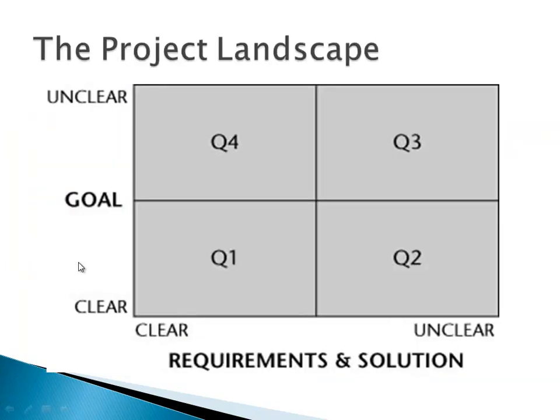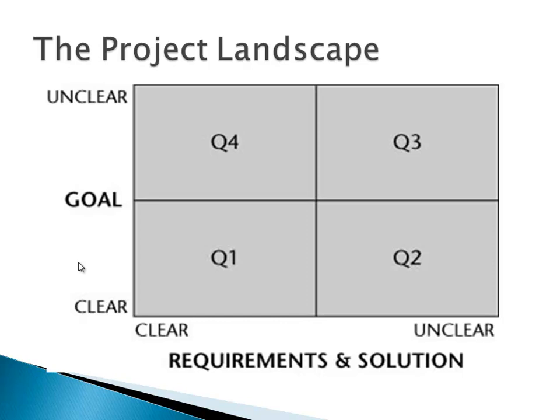This figure illustrates how you can look at the landscape for the projects where we have in quarter 1 clear goal and clear requirements and solution. In the second quarter, you'll see a clear goal but not clear requirements and solution.